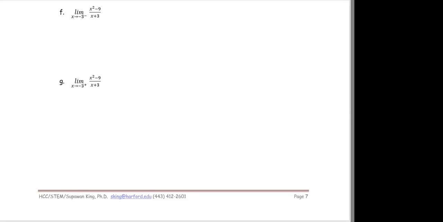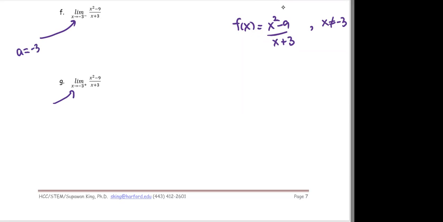For this f and g, you have the same expression. I'm going to write on the side here. The function that we're working on is x squared minus 9, all divided by x plus 3. When you have a rational function, always look at the case that makes the denominator 0. In this case, again, x cannot be negative 3, where a equals negative 3 for both of them.